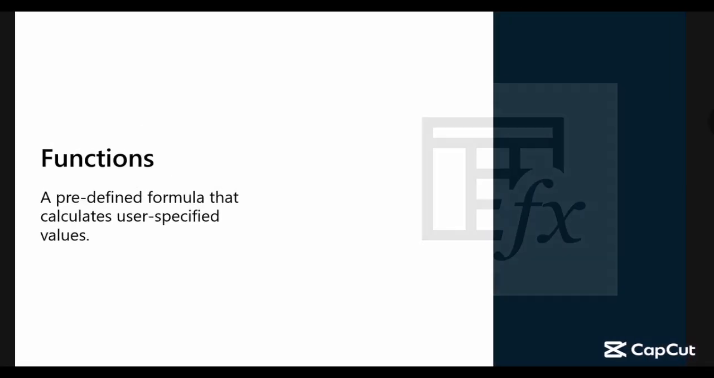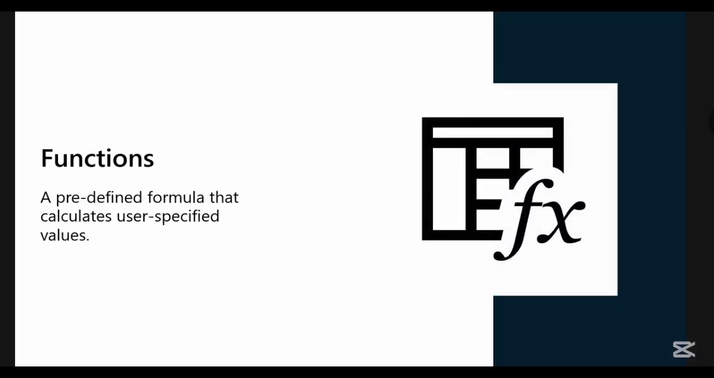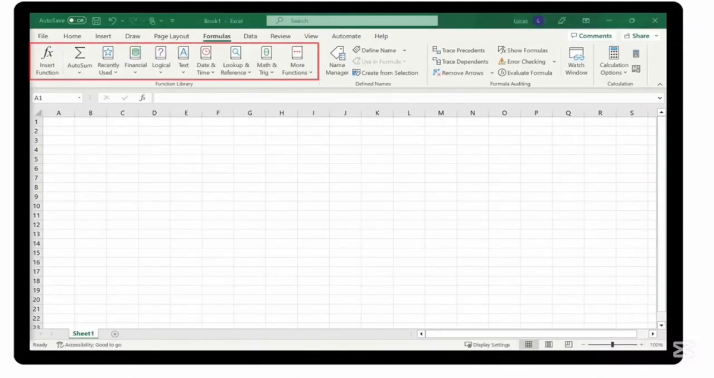A function is a predefined formula that performs a calculation based on values specified by the user. For example, a simple function could total the values in 2 cells, or a more complex function could calculate repayments on a bank loan. Excel contains many built-in functions.